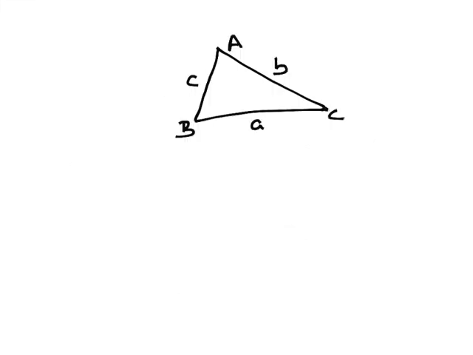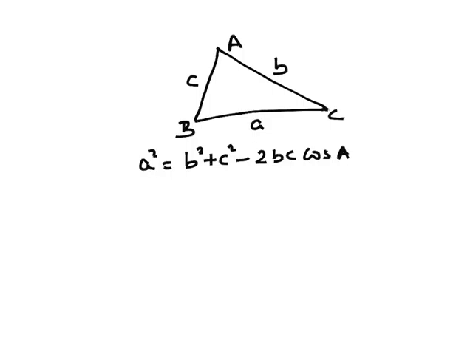Okay, so we saw that if two sides and the included angle are given, then we can find the length of the third side using the cosine rule. Okay, so let me rewrite this again. So let's say a squared equal to b squared plus c squared minus twice bc cos a. Okay, so I'm going to make cos a the subject here. So I'm going to do that.